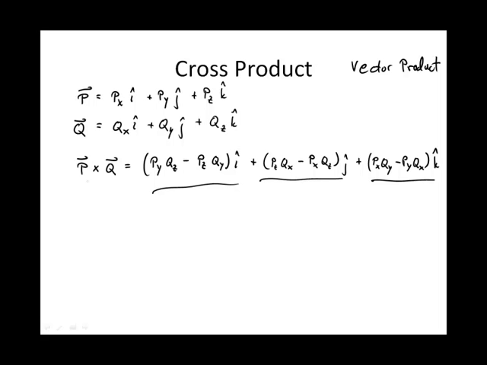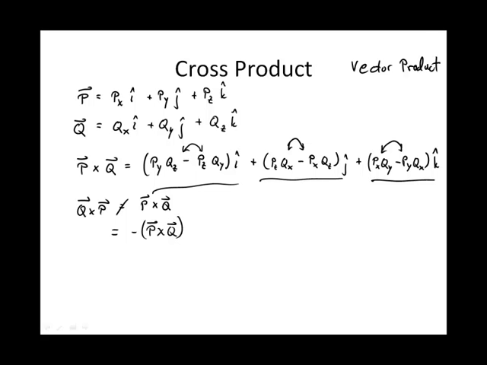Notice also, if I reverse q and p, I'm going to reverse these terms in every one of these. And that minus sign tells me that when I reverse the terms, I'm going to get a negative sign, or the opposite sign. So q cross p is not equal to p cross q. As a matter of fact, q cross p is equal to minus p cross q.